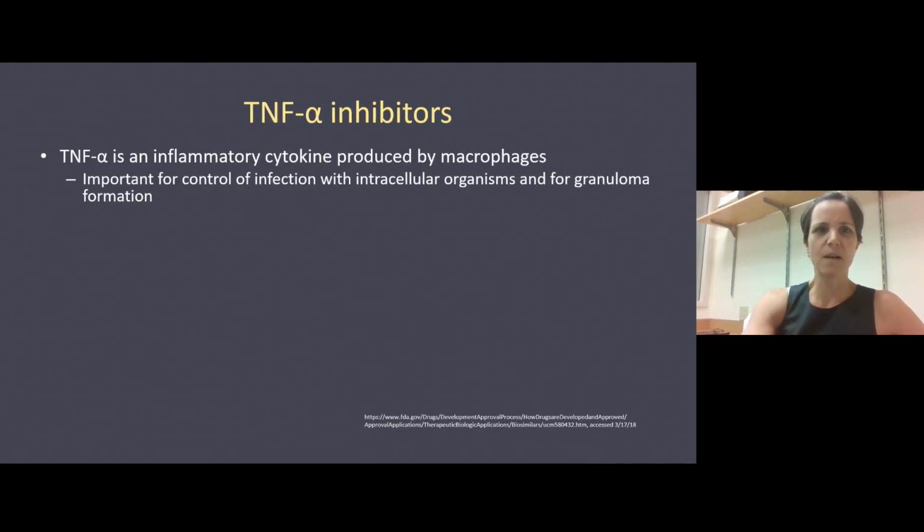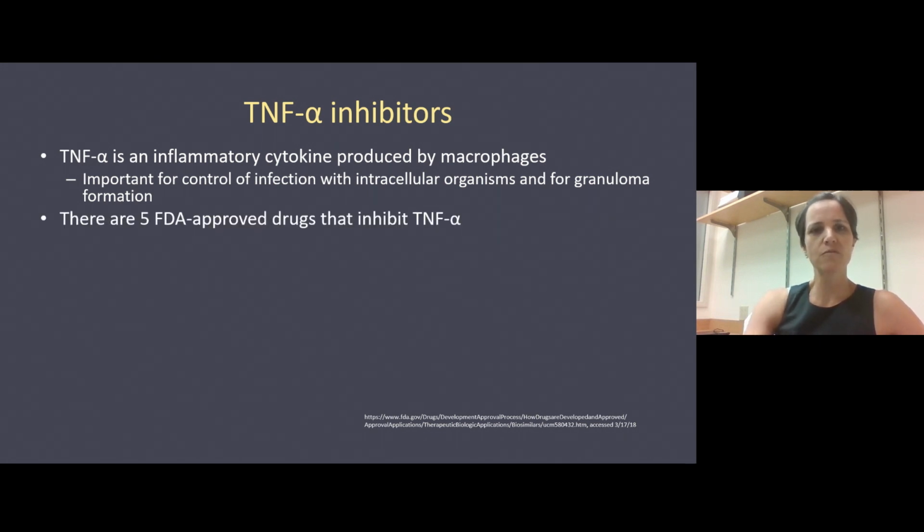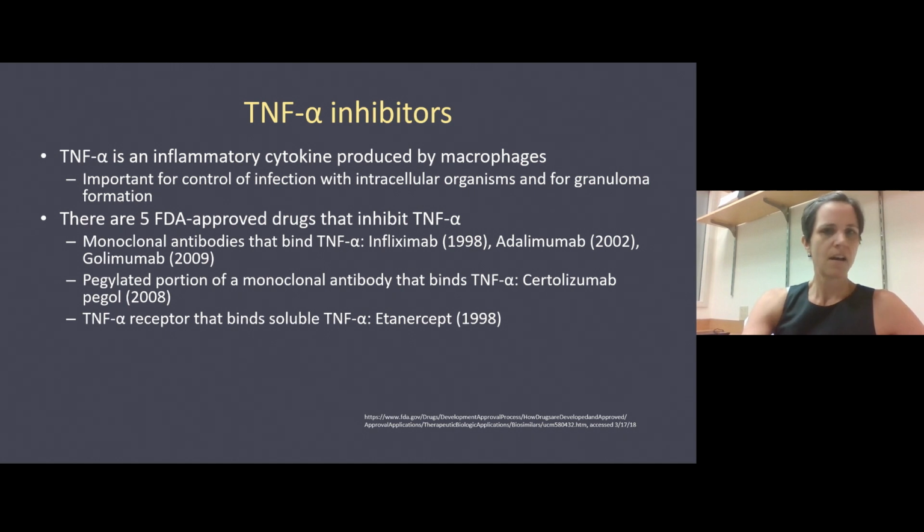So moving on, TNF-alpha is an inflammatory cytokine produced by macrophages. It's important for the control of infection with intracellular organisms and for granuloma formation. There's 5 FDA-approved drugs that inhibit TNF-alpha. Monoclonal antibodies that bind TNF-alpha include infliximab, adalimumab, and golimumab. And then certolizumab is a pegylated portion of a monoclonal antibody that binds TNF-alpha. TNF-alpha receptor that binds soluble TNF-alpha is etanercept.